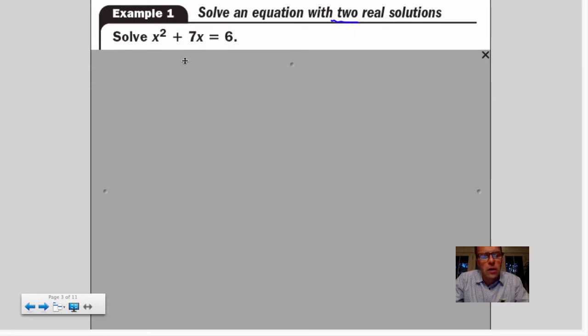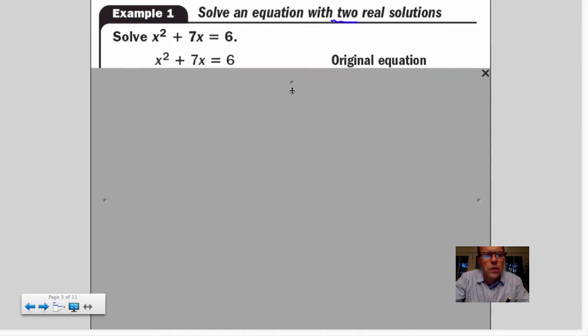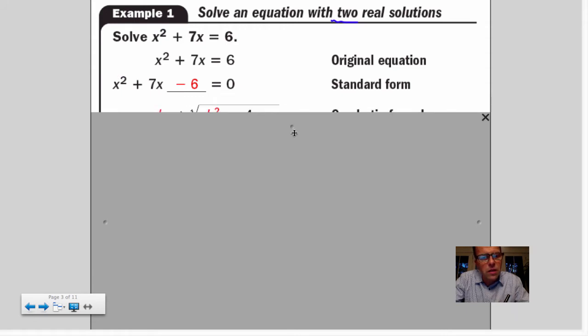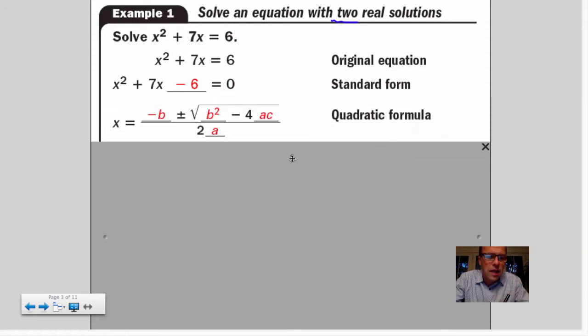So here's our quadratic equation. Again, we can see it's quadratic because of x squared. Our real first step here would be to solve and set equal to 0. Right, so we subtract 6 from both sides. Now we would identify that a is 1, b is 7, and c is negative 6.